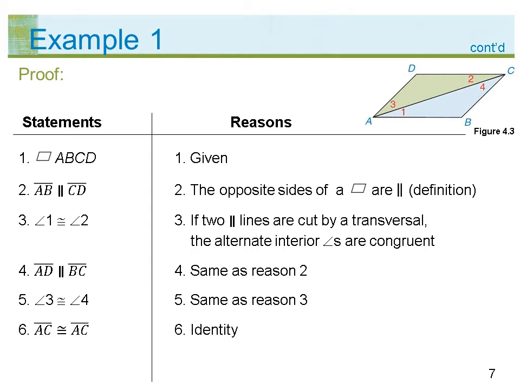Statement 6: segment AC is congruent to segment AC. Reason 6: identity. Statement 7: triangle ACD is congruent to triangle CAB. Reason 7: angle side angle.